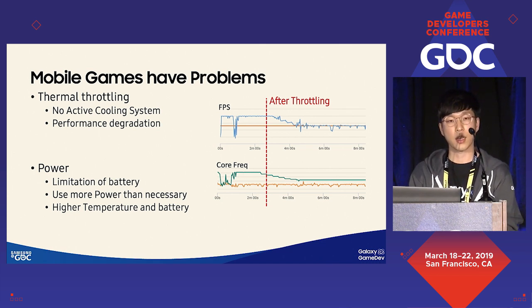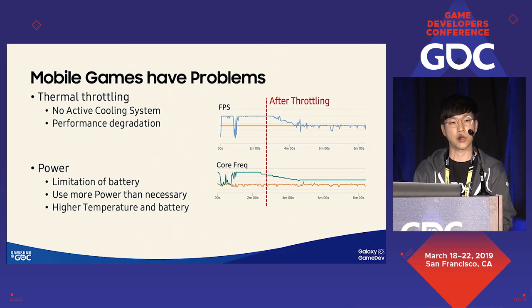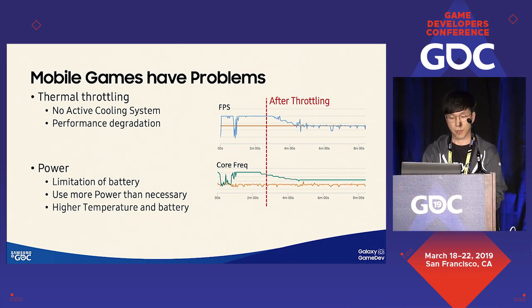Second, mobile has a limitation of battery. So for the same performance, it is better to use lower power. One way to reduce power is using lower CPU and GPU frequency. Actually, this problem comes from the limitations of mobile. But developers don't have any information about thermal throttling and power control. That's the real problem.